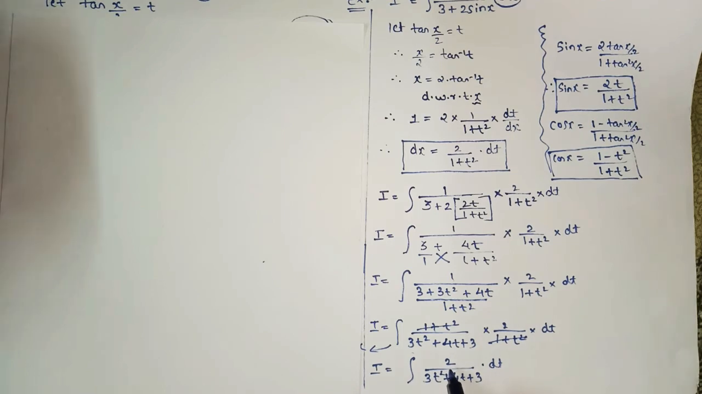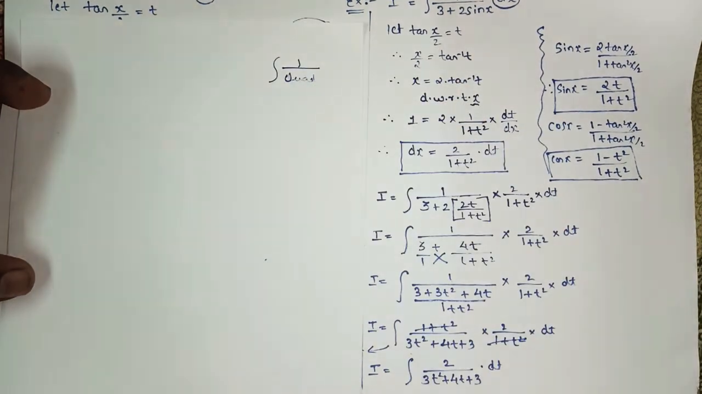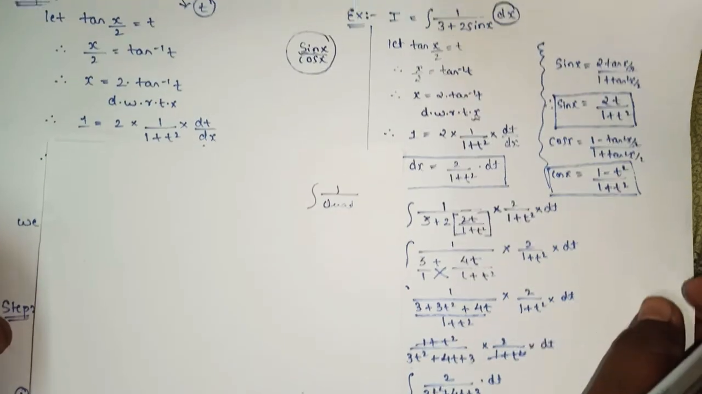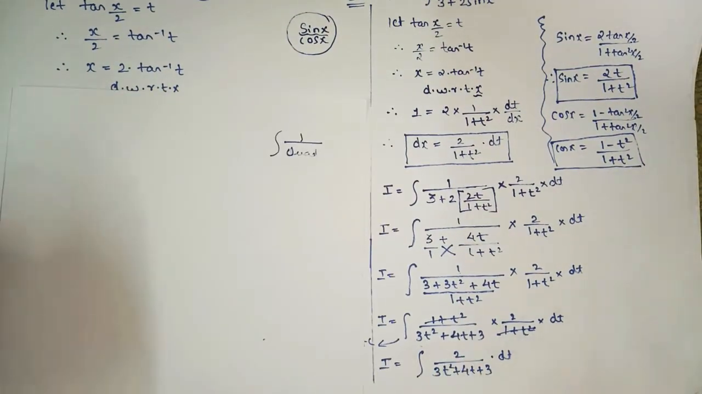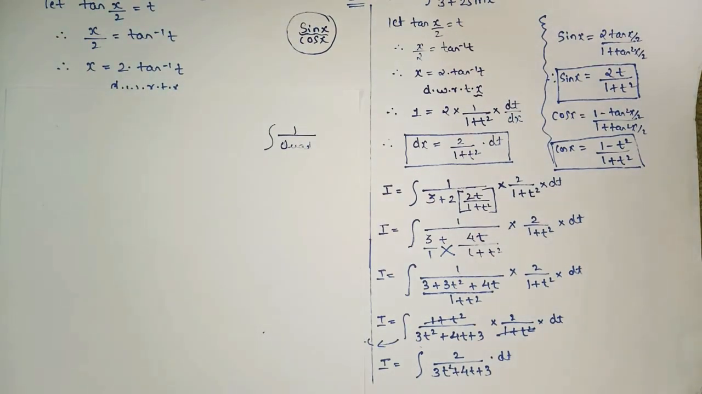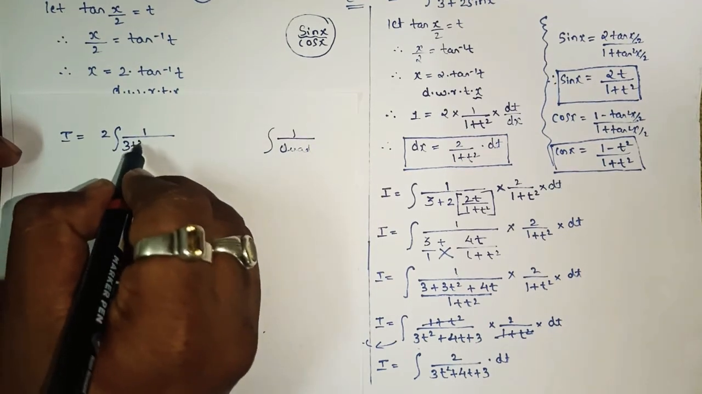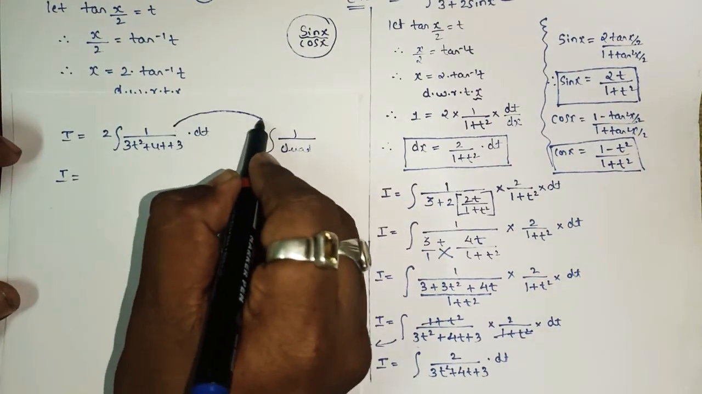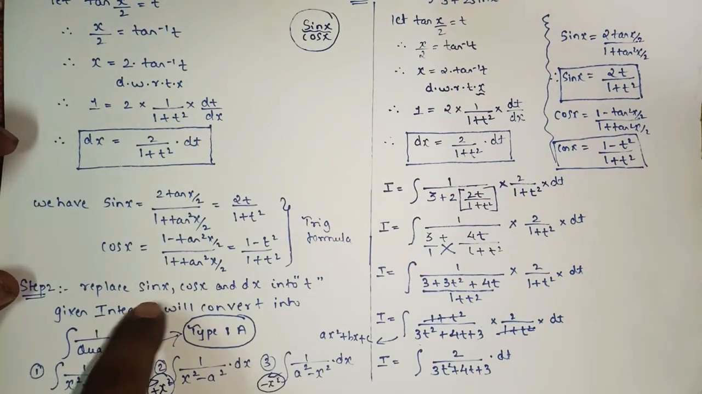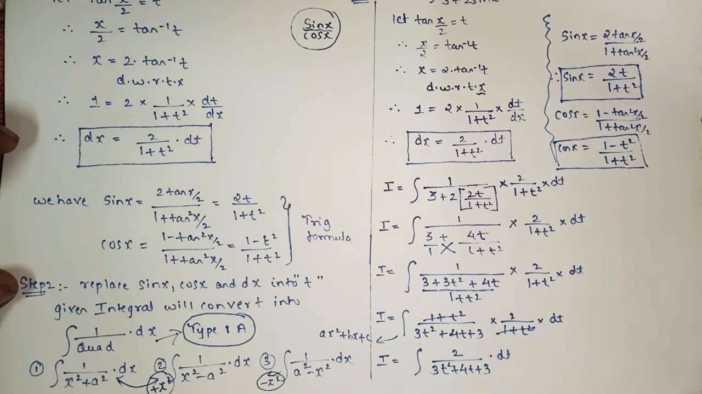As per the rule, we know that we require 1 upon a quadratic equation. The given integral should get converted into 1 upon quadratic, yes or no? So in the numerator, we require only 1. As the format also says that in the numerator it should be 1 only, yes or no? So to make this part 1, we'll bring this 2 outside the integration, as 2 is a constant, and we can write 2 integral 1 upon 3t square plus 4t plus 3 into dt, yes or no? Now we have converted the given integral, after replacing sine, cos and dx in terms of t, into 1 upon quadratic. And we know that 1 upon quadratic is type number 1a. I hope you all know how to solve type number 1a.